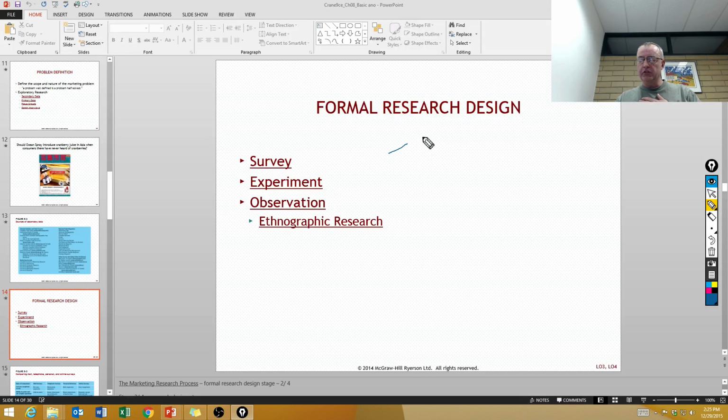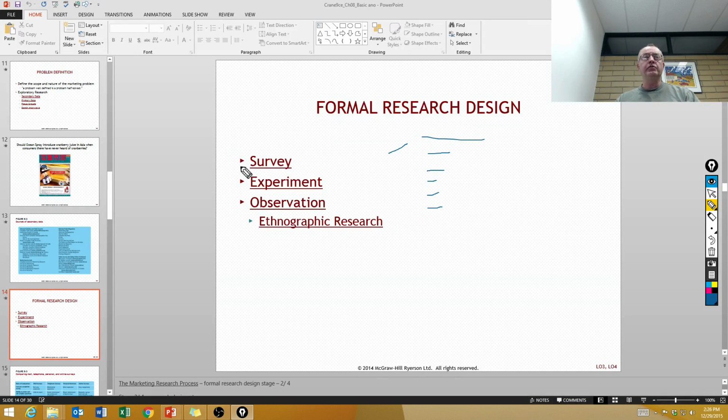We need to specify what our objectives of the research are. We need to identify information or data sources. We need to select our research methods, so whether we're going to use surveys, or experiments, or observation techniques. We need to determine what our sampling plan is going to be, and we'll come back to that later. We need to determine what our time schedule is going to be, and we need to make an estimate of our costs of the exercise, or we have to come up with our budget.